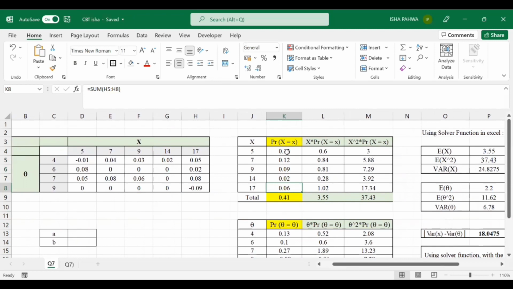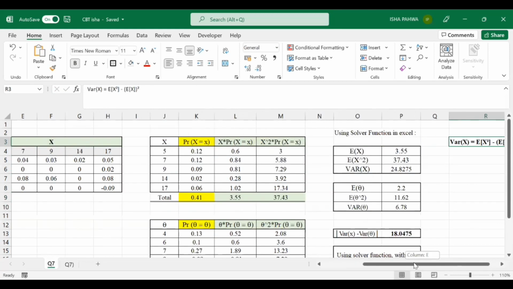When we total them up, we actually get 0.41, but the answer is supposed to be 1. This is because the summation of total probability is always 1, but this is not 1 because we don't have values for A and B. Now we will see how we will use this to find the answer for A and B.